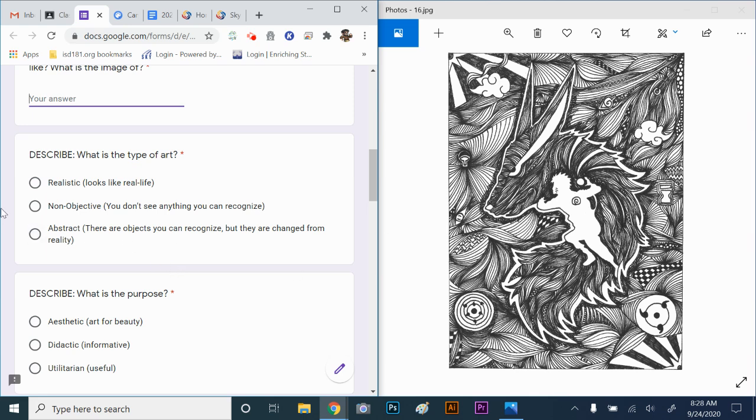I would say on your Zentangle, if you cannot pick out any objects and it's just a series of lines and patterns, I would put non-objective. But if you specifically drew a character or drew symbols in there, then I would say abstract.